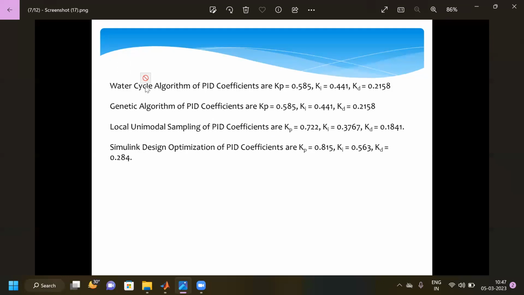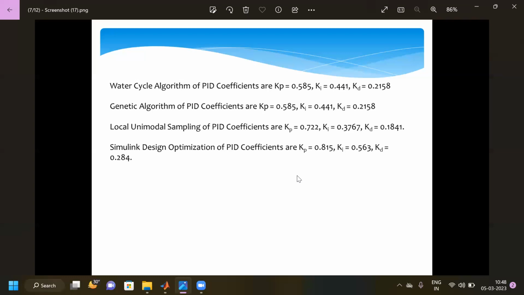Next, the PID coefficients for the water cycle algorithm are Kp equal to 0.585, Ki is 0.441, Kd is 0.2158. Next, genetic algorithm: Kp equal to 0.585, Ki equal to 0.441, Kd equal to 0.2158. And next, local unimodal sampling: Kp equal to 0.722, Ki equal to 0.3767, Kd equal to 0.1841. Simulink design optimization PID coefficients are Kp equal to 0.815, Ki is 0.563, Kd equal to 0.284. These are the PID coefficients for the closed loop transfer function.